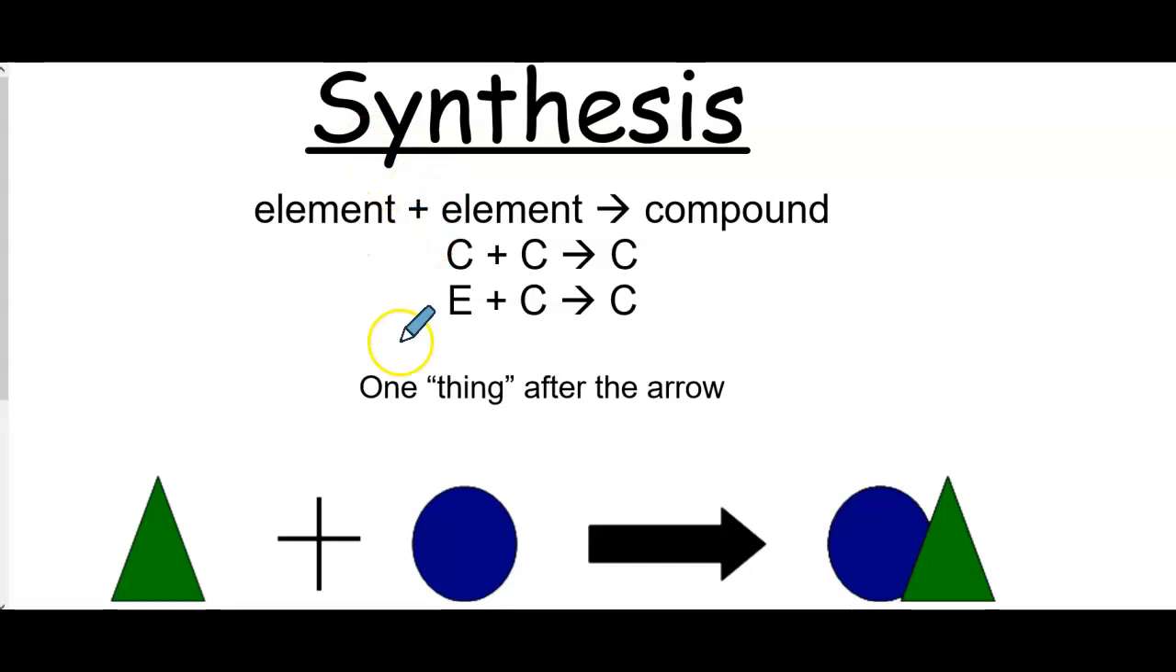So we could then look here and say that to identify that something is a synthesis, you will see that it's a compound plus a compound going to a compound, or an element plus a compound going to a compound. What you're going to see is there's only one thing after the arrow, one compound. So you're going to want to think about this as your hint there. One thing after the arrow. So triangle and circle come together as circle, triangle.